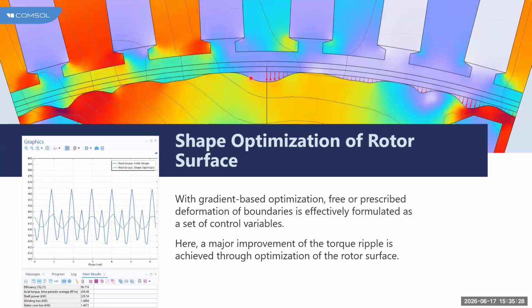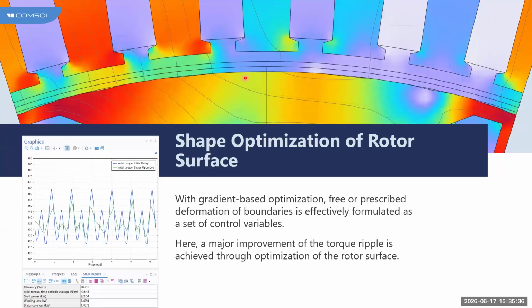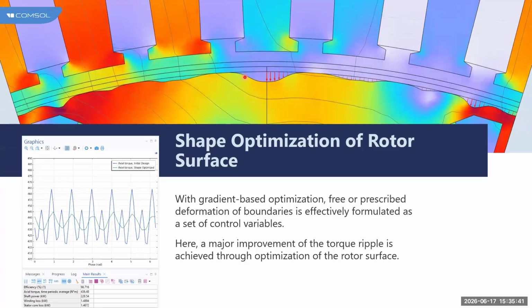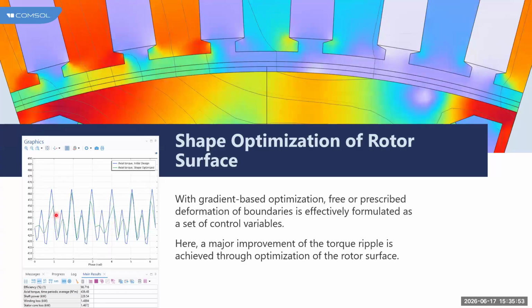The optimizer used here is gradient based. It computes the sensitivity of the objective function to small perturbations of every boundary point, and then moves the boundary in the direction of steepest improvement. So no remeshing is required. This results in a major reduction in the torque ripple in this particular example that you see here. So you have the initial torque.